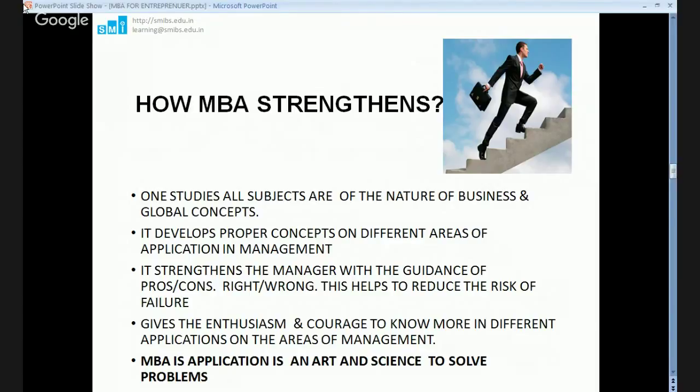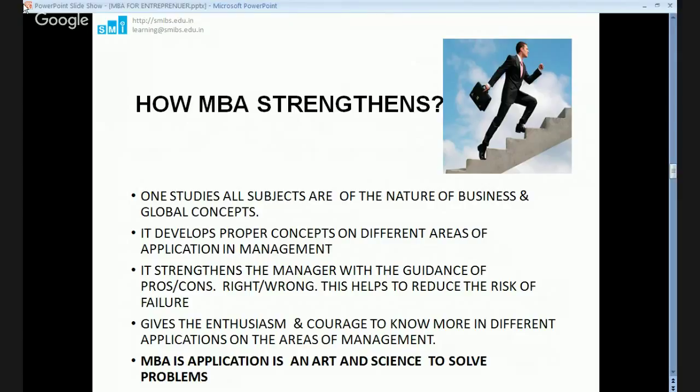Why is the education there? The studies are there. It strengthens the manager with guidance on pros and cons, right or wrong. See, this is the thing that really makes our decisions proper. You must have the awareness of what is wrong, what is right, what is the advantage, what is the disadvantage, and this helps to reduce the risk of failure. Sometimes a failure happens, and then we say, "Oh, I have not seen this. It went out of my sight, so I could not." That kind of a problem is not there once you are MBA qualified.